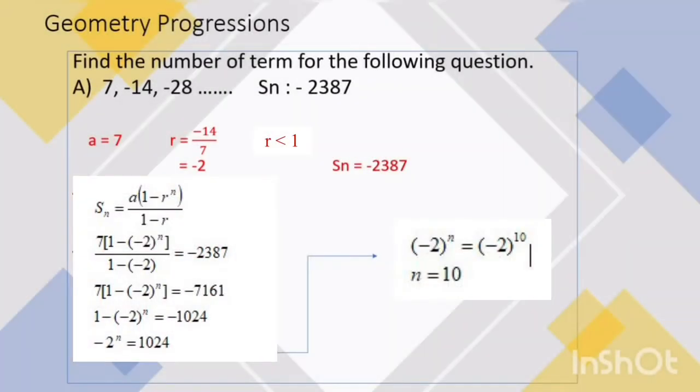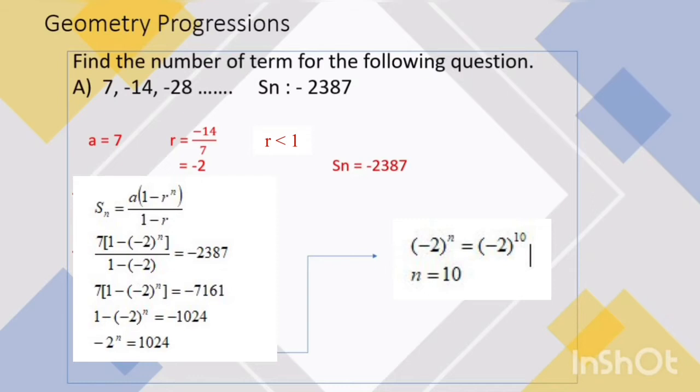Okay, let's answer this geometric progression question. Find the number of terms for the following question. Given this geometric progression is 7, negative 14, negative 28, and the sum of the first n terms of the geometric progression is negative 2387. So we list out the a, r, and the sum of the first n terms of the geometric progression.